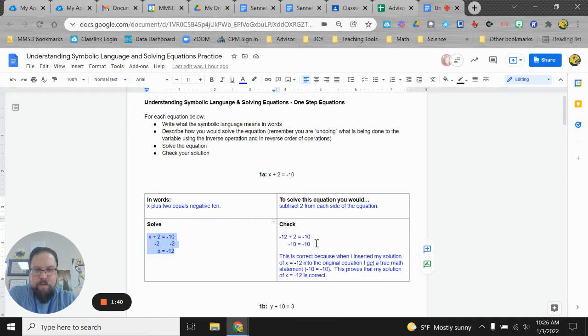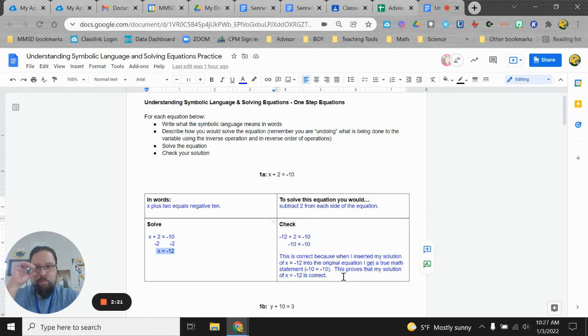To check our solution, we insert what we think our answer is into the original equation and see if we get balance. In this case, when we have negative 12 inserted into the equation, negative 12 plus 2 gets us negative 10. And negative 10 does equal negative 10. So that check confirms that my solution of x equals negative 12 is correct. Remember, solving equations is about what number gets the left and right sides to be in balance. In this case, negative 12 does that.